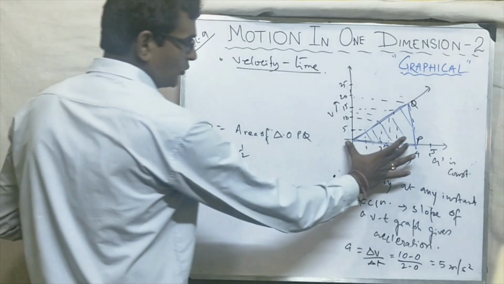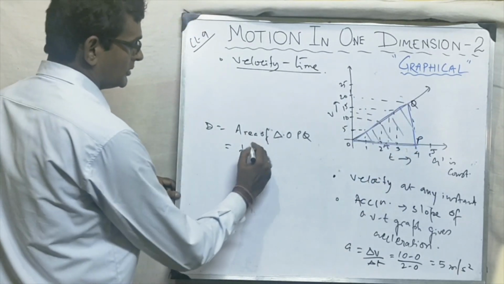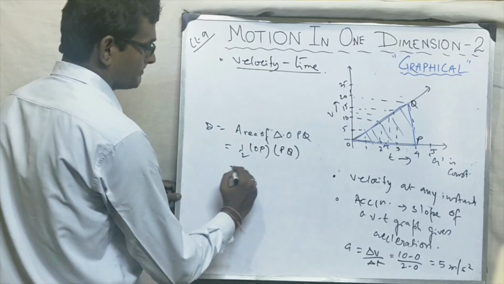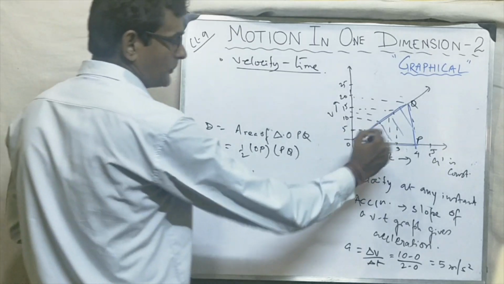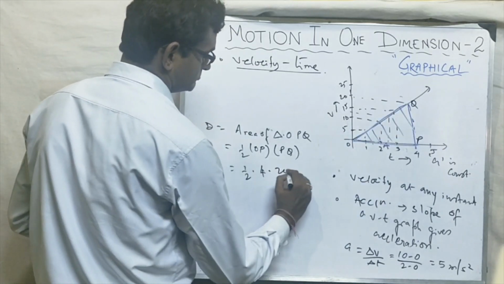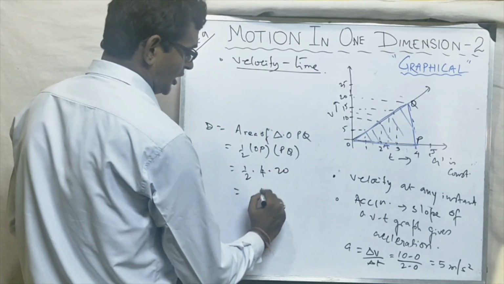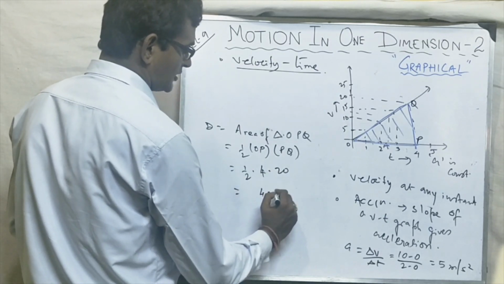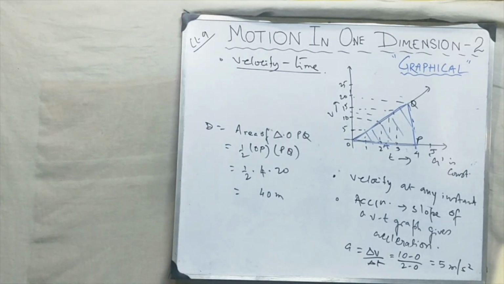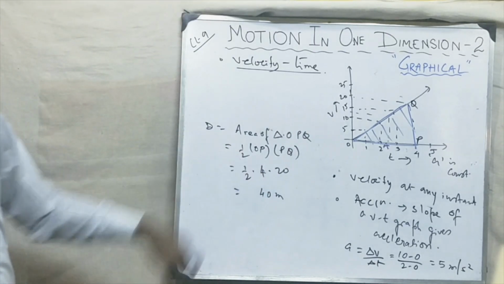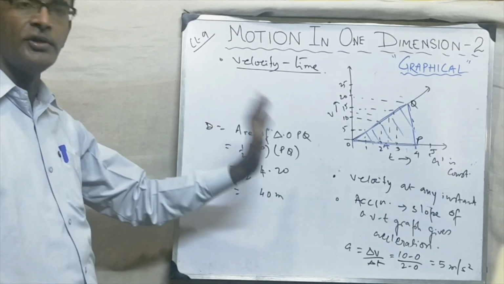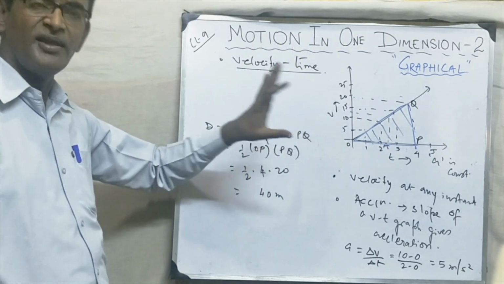So what is the base? OP. And what is the height? PQ. So half into OP into PQ. What is OP? 4. What is PQ? 20. So if I solve it, how much will I get? 40 meter, just 40 meter. I have shown you how, please see the video.